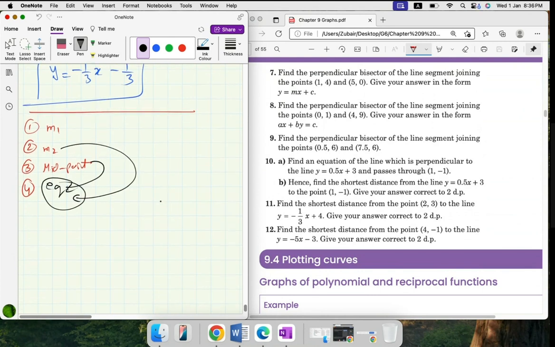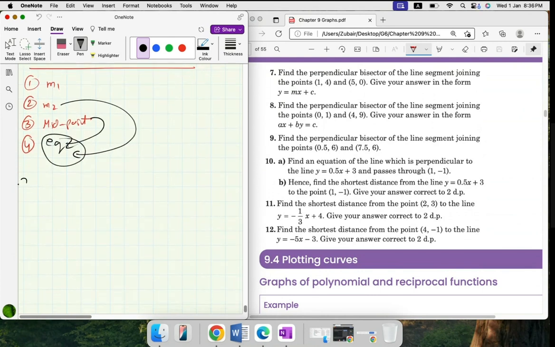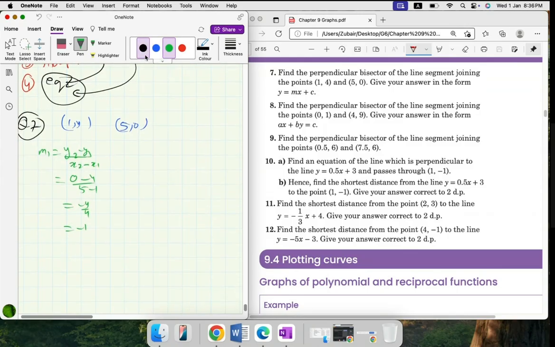Solve question number 7. I'll do this with you. 1 comma 4 is given, 5 comma 0 is given. So first I'm finding M1, y2 minus y1 over x2 minus x1. 0 minus 4 over 5 minus 1 is minus 4 by 4. So I'm getting minus 1. Now the second gradient. M2 is the negative reciprocal, the sign changes and 1 over 1 stays 1.